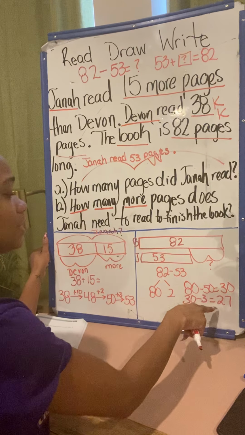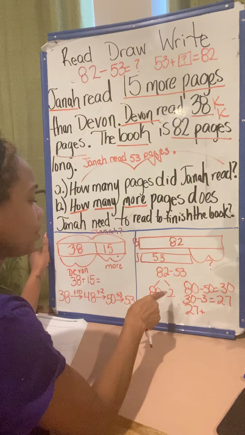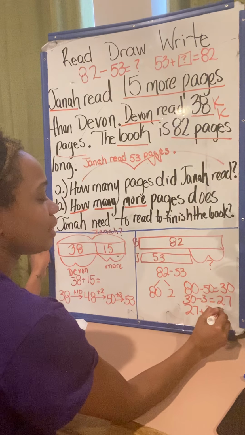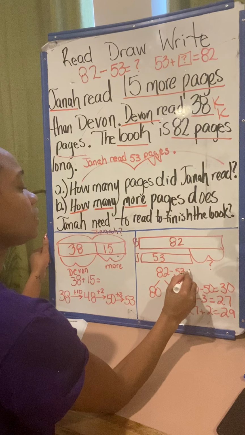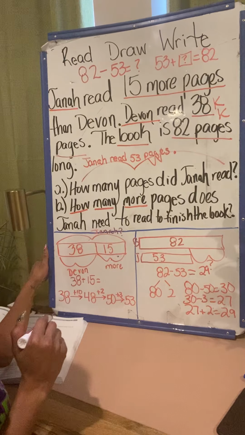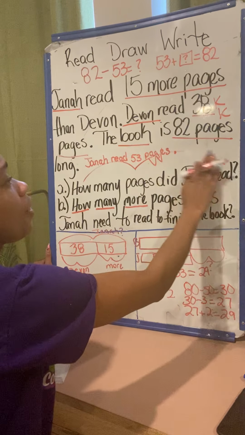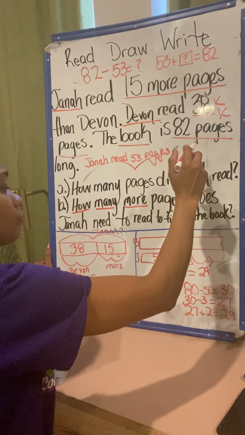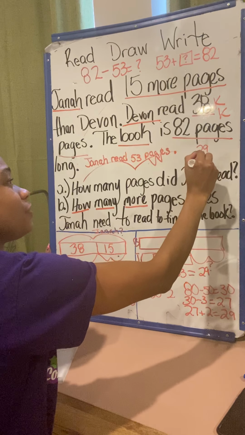So then I'm going to take my 27 and I'm going to add the 2 from the 82, because we can't forget about that, and I get 29. So therefore, 82 minus 53 equals 29. Now I can check my work by adding the 2 parts. So I'm going to add the 2 parts in this little corner right here. I'm going to say 29 plus 53.